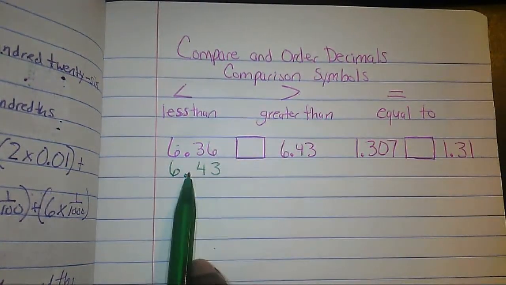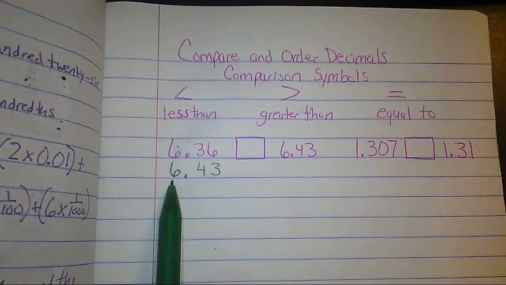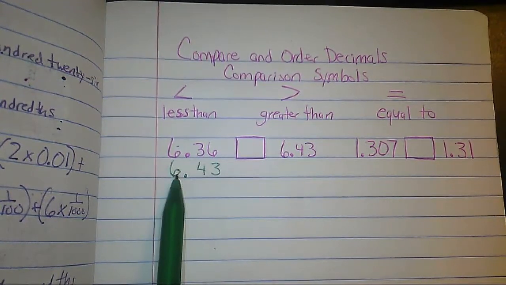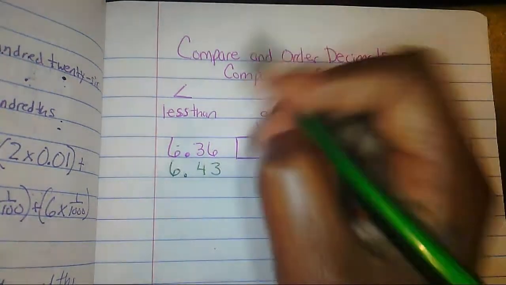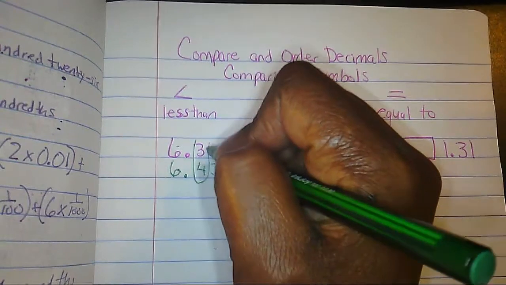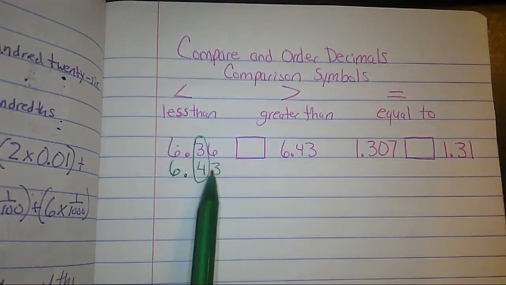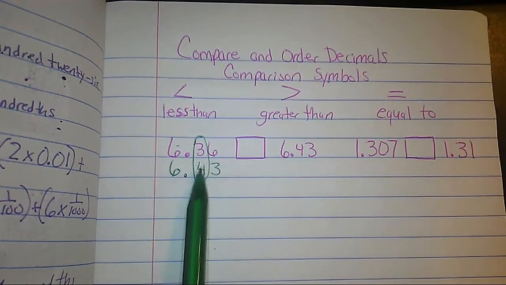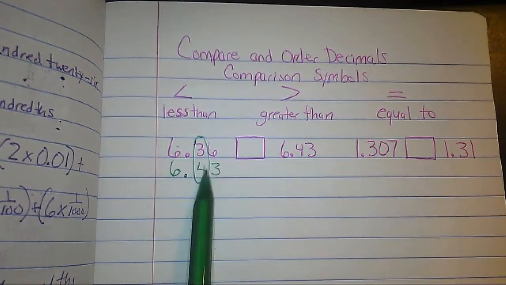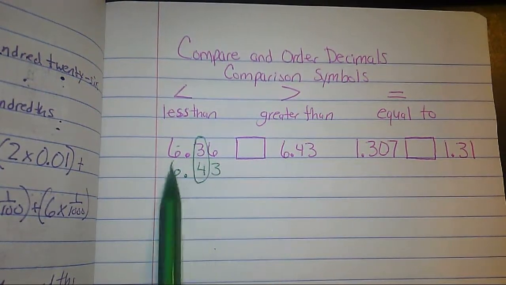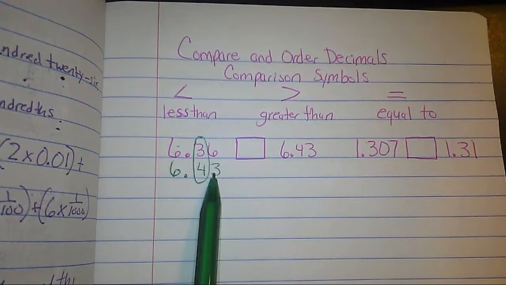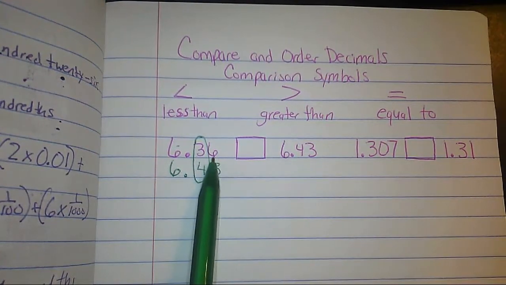And then I'm going to compare each place value starting with the largest place. They're both sixes in the ones place, so I keep going to the next place value. I see a 3 and a 4, so this is where I stop. I stop right here, and this is what I compare. I'm comparing 3/10 to 4/10, and I see which one of these I'm going to say larger. So the 4 is larger than the 3, so I know that this decimal is going to be larger. 6 and 43 hundredths is larger than 6 and 36 hundredths.